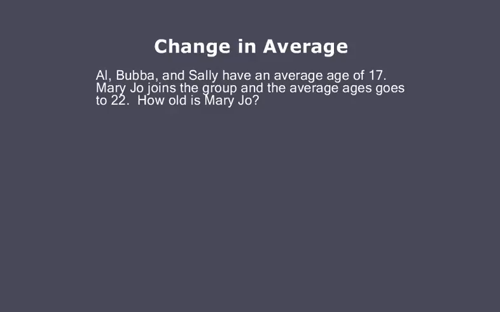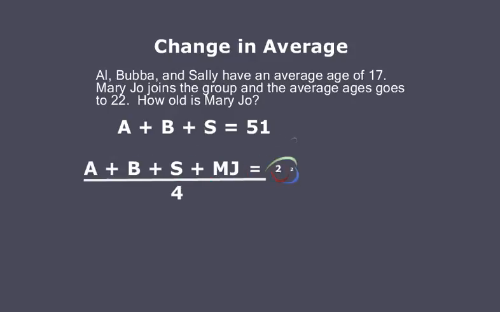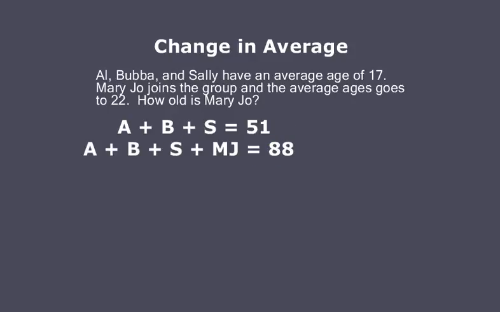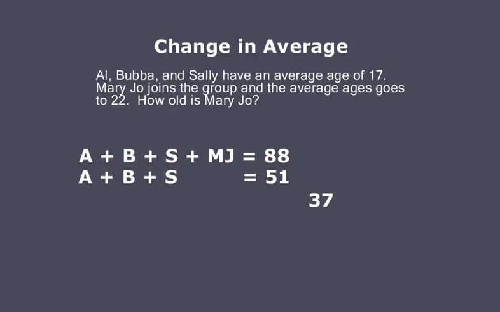Remember, we go to the totals here. So if the three of them have an average age of 17, 3 times 17 tells us they total 51 years. When we add Mary Jo to the group, the four of them have an average age of 22. So they total 88. There's a difference of 37 years, and it has to be Mary Jo.